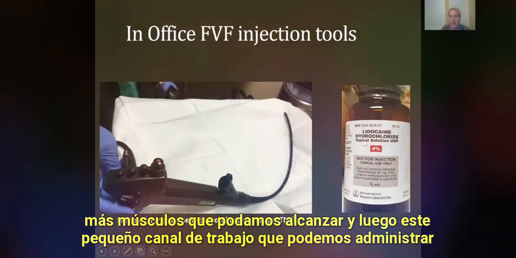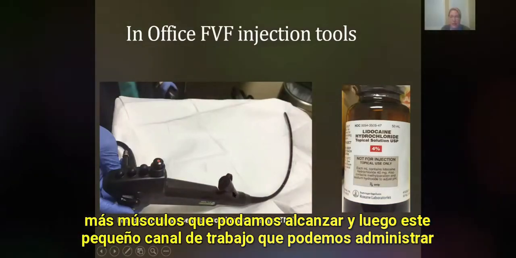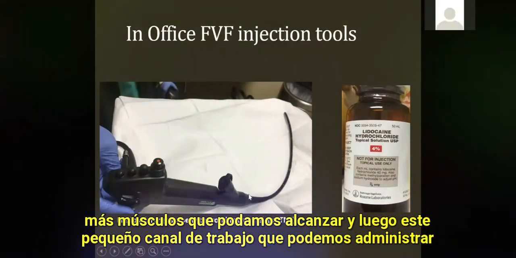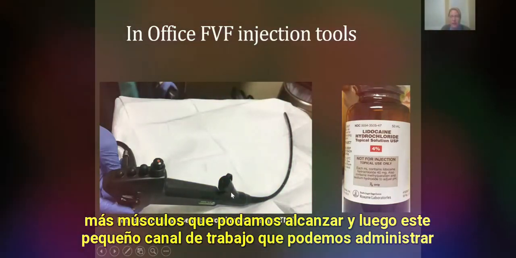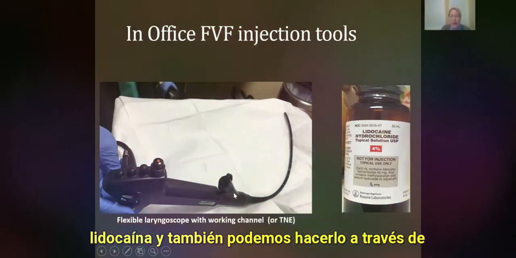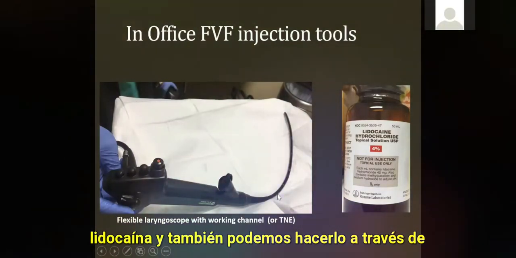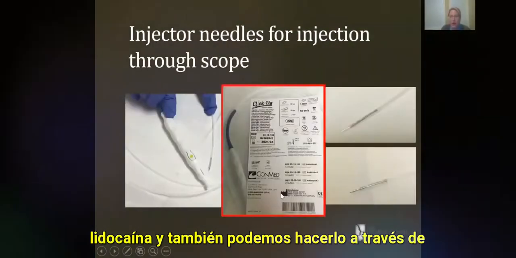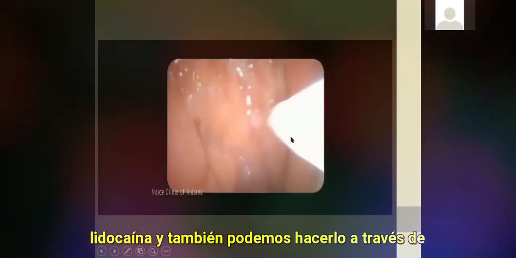We have topical lidocaine, so we apply this topically to the larynx. We have a flexible scope for the nose that has a little working channel, through which we can administer lidocaine, and we can also put our injector needle through it. So everything goes through the nose, so the patient doesn't have to have anything going through their mouth. And this is just an example of the needles that we use for that scope.